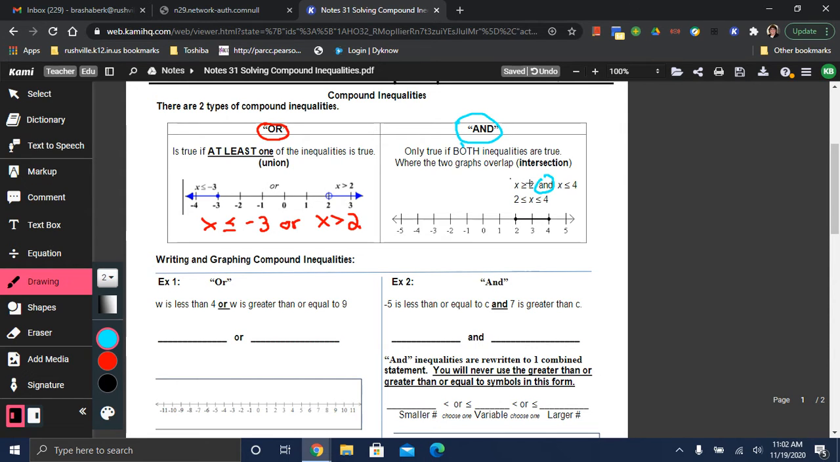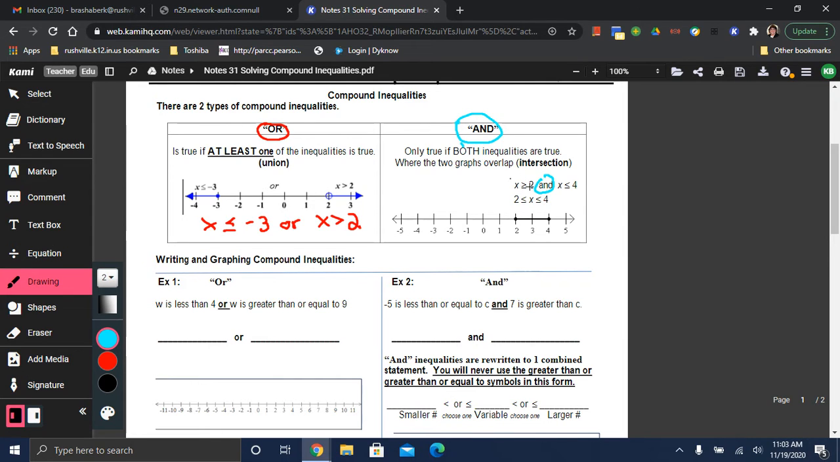2 would be greater than or equal to 2, and 2 is less than or equal to 4. So 2 would be a solution. 3 would be greater than or equal to 2, and 3 is less than or equal to 4. So 3 would be a solution. 4 would be a solution.